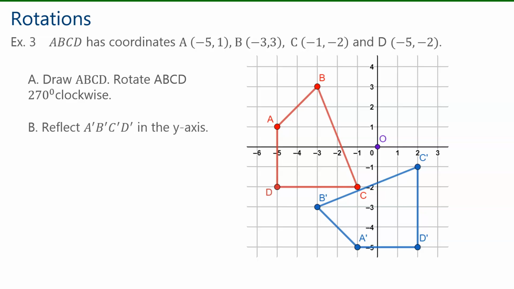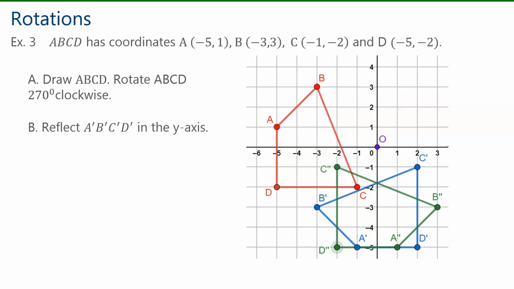Next, reflect the image A prime, B prime, C prime, D prime in the y-axis. Remember, in order to reflect an object, we need to draw the vertices of the image the same distance away from the axis as was in the original. So for example, C prime is 2 units to the right, so C double prime would be 2 units to the left, and so on. The new image would look like this.